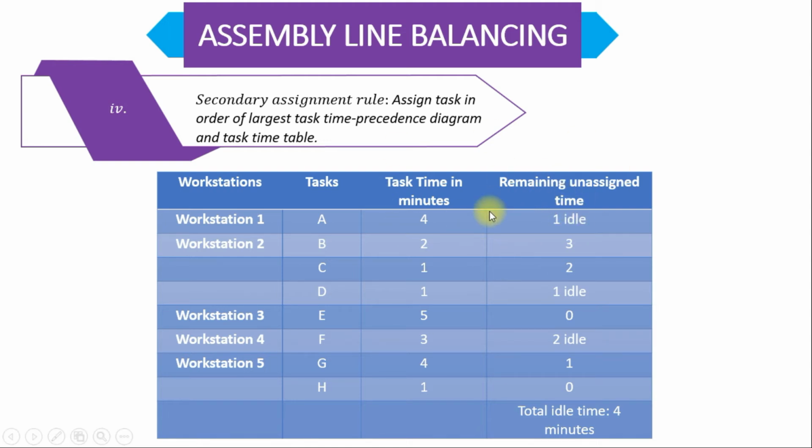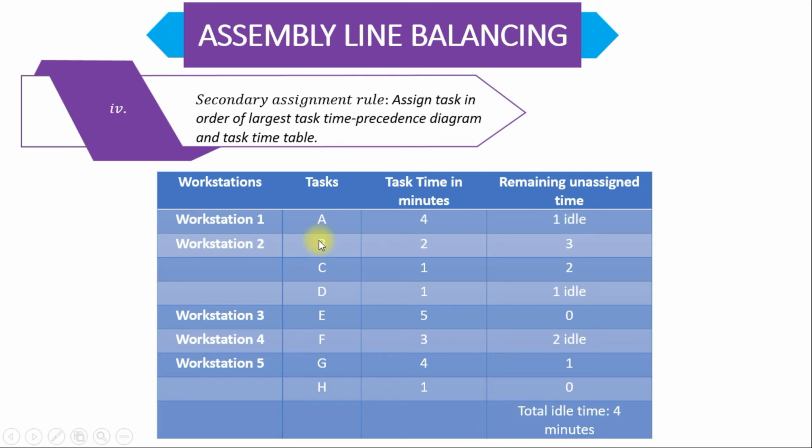So what did we do? We assigned task A to workstation 1, then subtracted the time taken to complete task A from the workstation cycle time. You will have a remainder of 1. Now ask yourself, can the remaining time complete the next task? If not, then it becomes idle time. That is why I have idle beside this 1 minute over here.